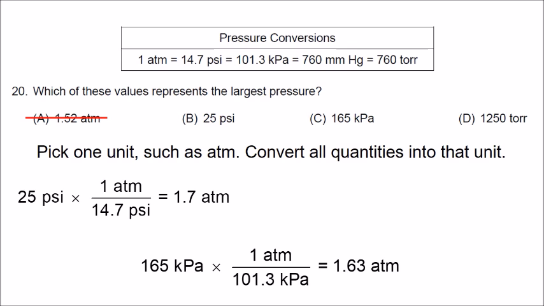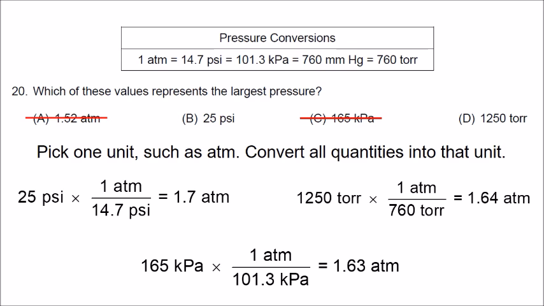For letter C, 165 kilopascals is equal to 1.63 atmospheres, so C is not correct. And then letter D, 1250 torr is equal to 1.64 atmospheres. So the correct answer is B.